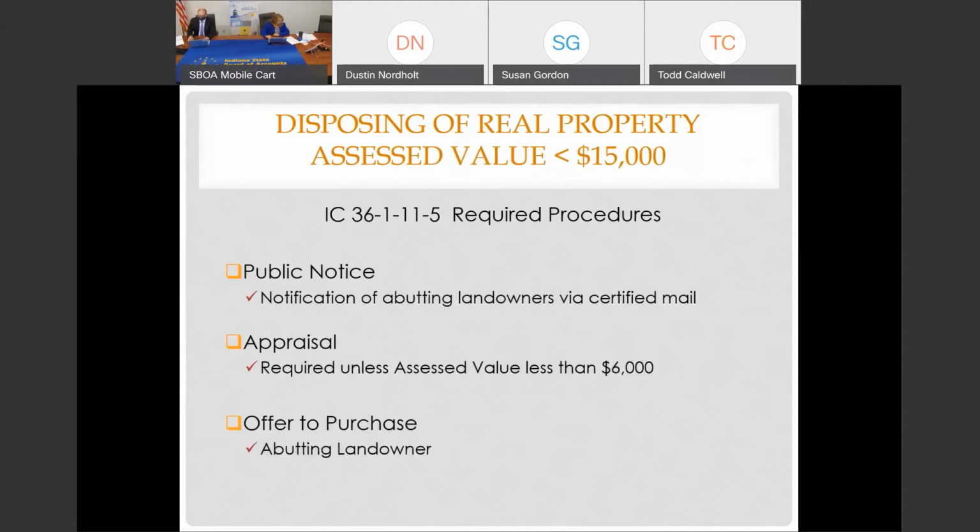And then there is the offer to purchase portion of it. And if an abutting landowner makes an offer, then the fiscal body council can negotiate the sale with that person. If more than one abutting landowner makes an offer, then there are certain rules for that. Or if no abutting landowner makes an offer, then there are certain rules for the fiscal body as well.